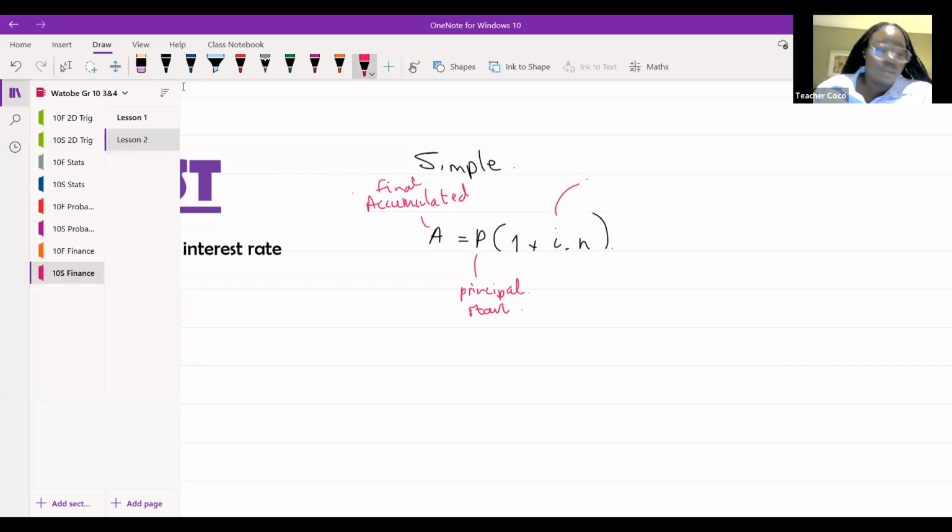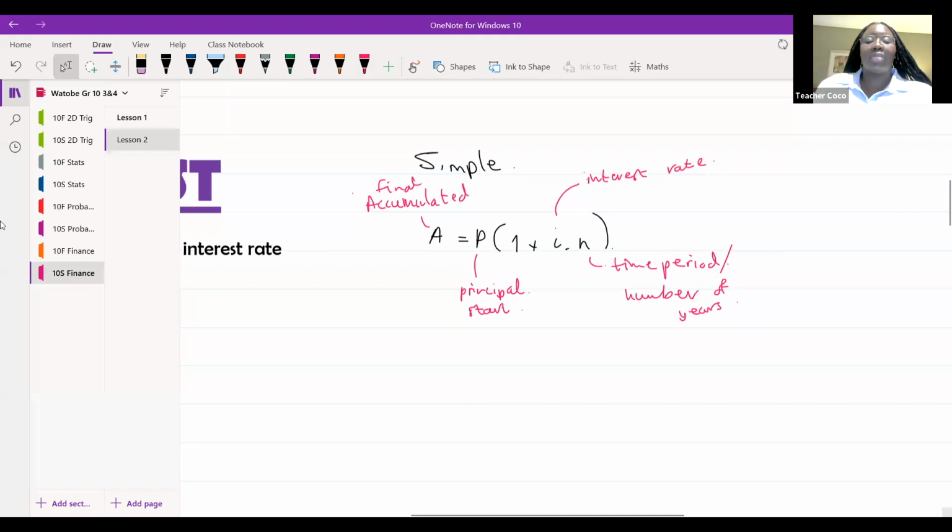What about i? What is i? Interest rate. Beautiful. Excellent. And our n? The time period. Good. The time period or the number of years. We're going to keep saying number of years until we get to grade 11. Only in grade 11 will the time period actually change to something different. For now, number of years. Excellently put, Tiana. Well done.